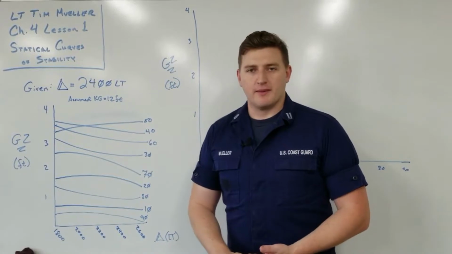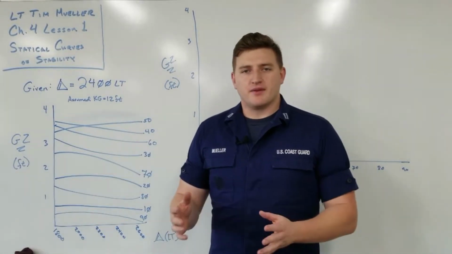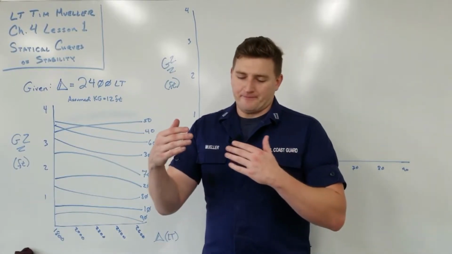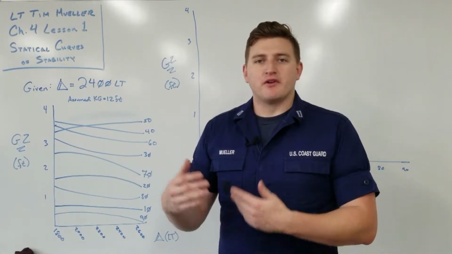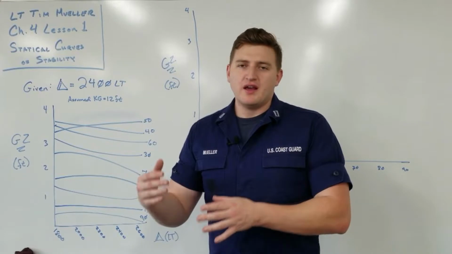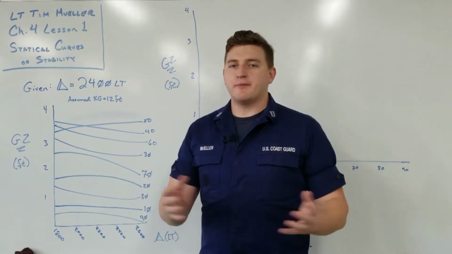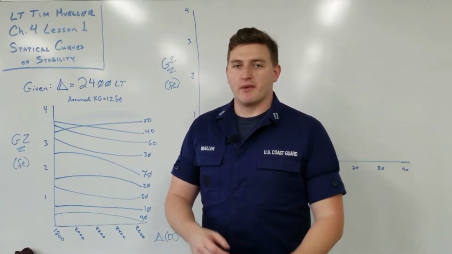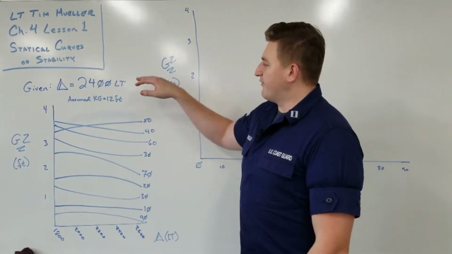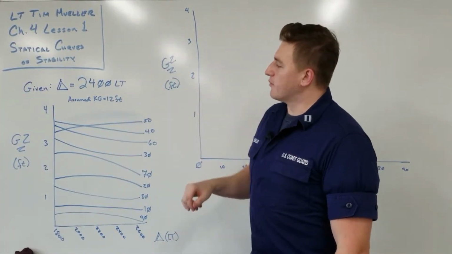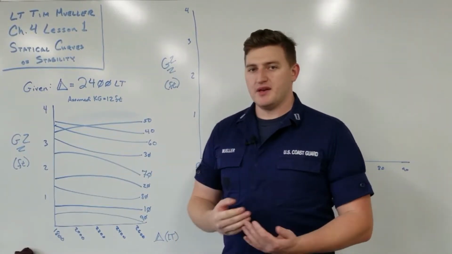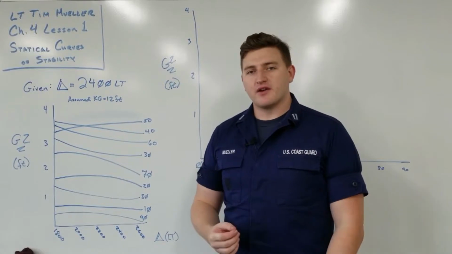Step 2, if you'll remember, is to find your displacement. This is something you can get from your draft diagram, functions of form, or some other thing that you have from your ship's manufacturer that will tell you what your displacement is. It's typically going to be based on your drafts, your aft draft, your forward draft, mean draft, whatever it might be. In this prompt, we're given a displacement of 2,400 long tons. So we know our displacement. Step 2 is complete. Now we have to go to step 3.